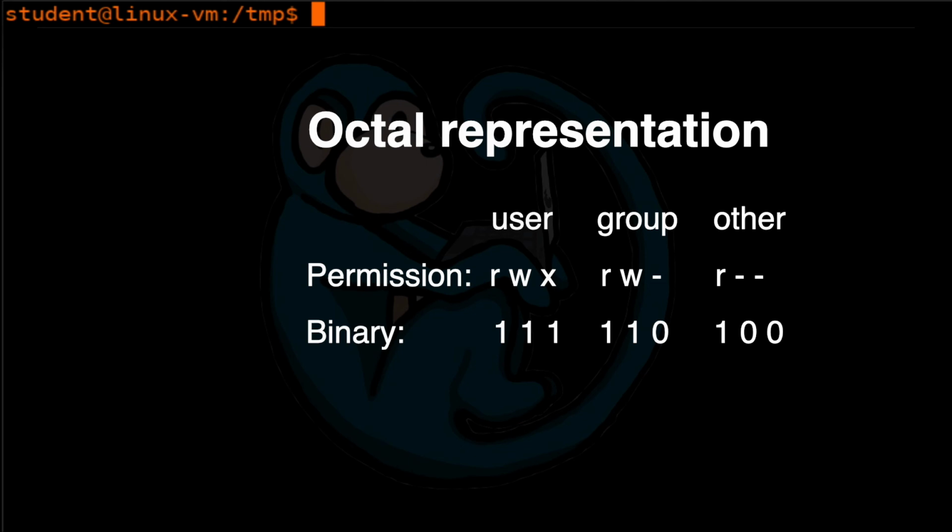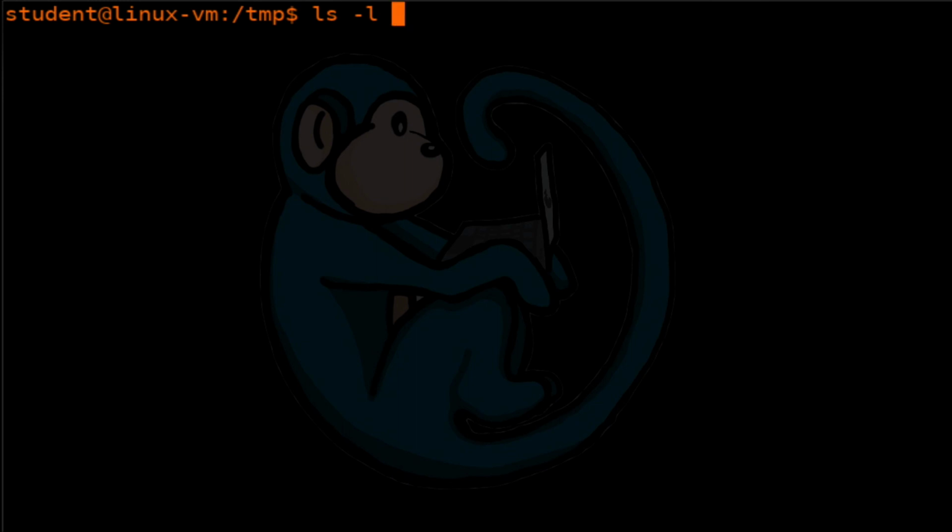Last up is that we convert this binary set of numbers to octal. So a 1, 1, 1 is basically 7. A 1, 1, 0 in binary converts to 6 in octal. And a 1, 0, 0 converts to a 4 in octal. So let's take a look at an example. So we're going to take a look at the etc legal file again.